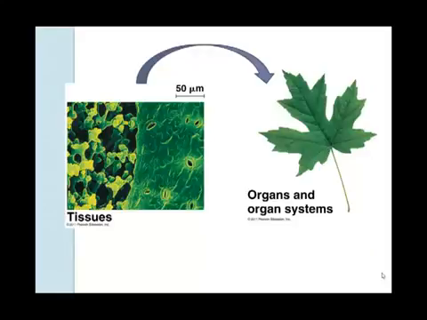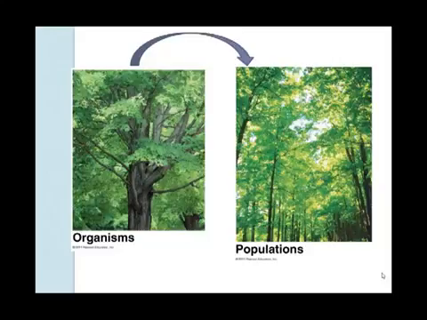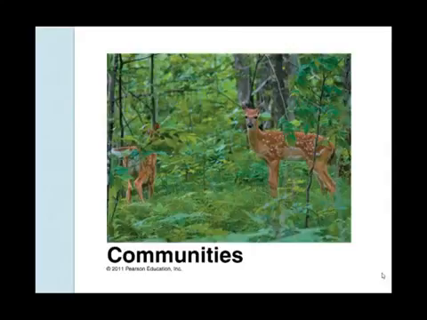Cells are arranged together to make up tissues. Different types of tissues make up organs and organ systems, such as this leaf. Organ systems, such as the vascular system of a tree, make up organisms. Individual organisms group up to make populations, such as the population of trees in this forest. Different populations of organisms make up communities.